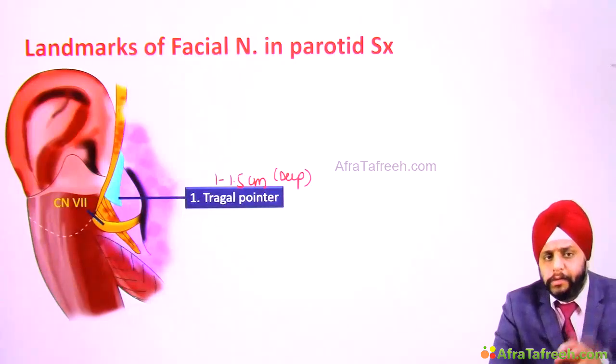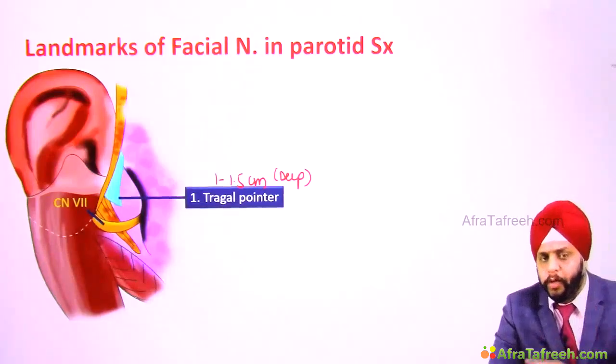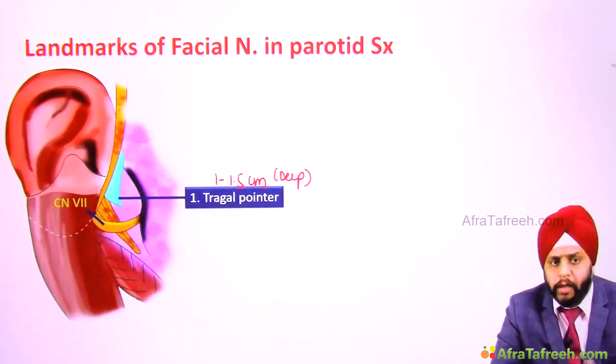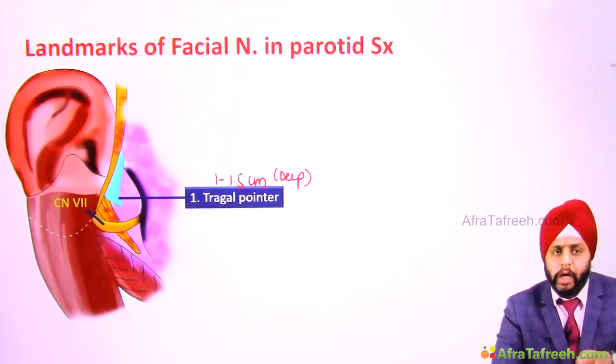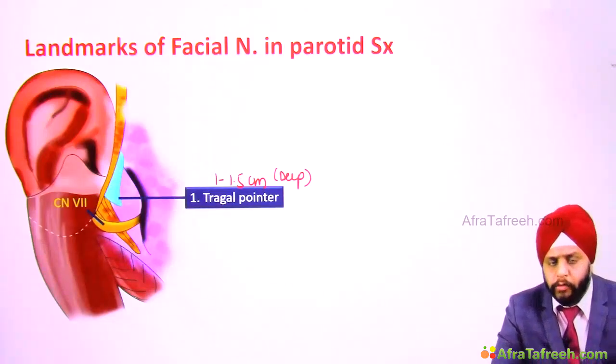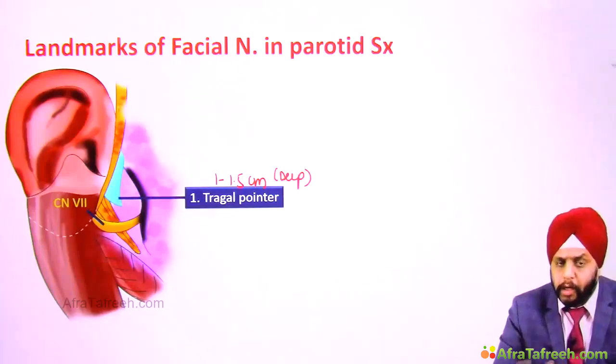But remember, it's a soft tissue landmark. So that's why I am giving a variability of 1 to 1.5 centimeter. Soft tissue landmarks can also be moved due to retraction. When you're doing surgery, you're retracting, so they may also be moved. It's a soft tissue landmark. All right. So not a very reliable landmark. Commonly used, but not a reliable landmark.